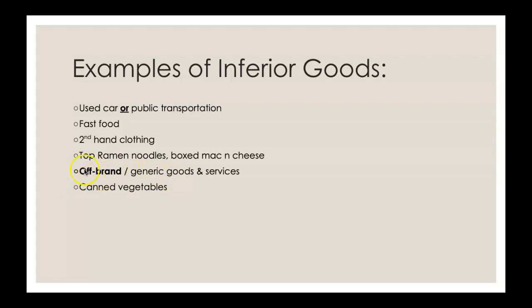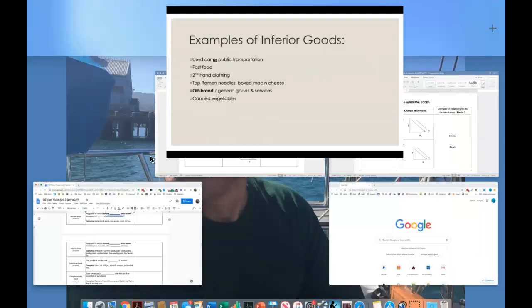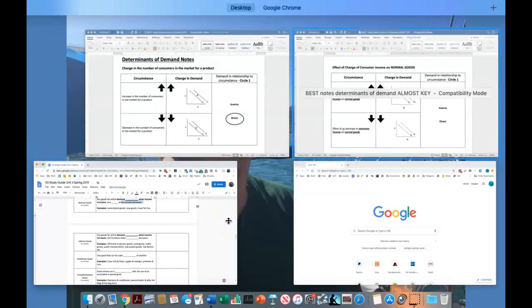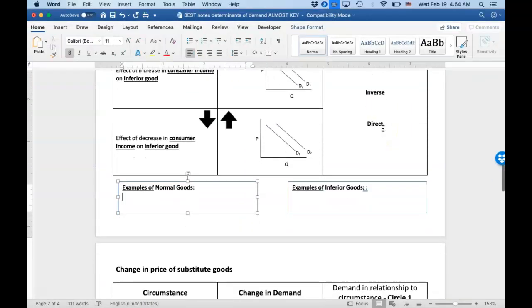Off-brand, as we said before, this is an example of inferior goods, generic canned vegetables as opposed to fresh vegetables. And I know students hate it when I bring this up, but top ramen noodles and boxed mac and cheese, these are things that are considered to be inferior goods. Generally, families do, in fact, buy less of these things when they can afford healthier options. And so those examples of inferior goods need to go into this study guide here for examples of inferior goods.